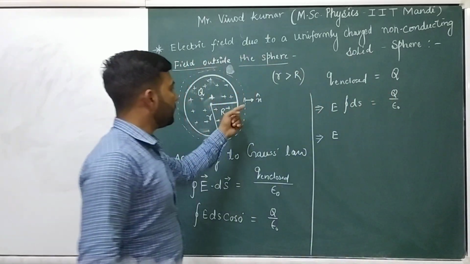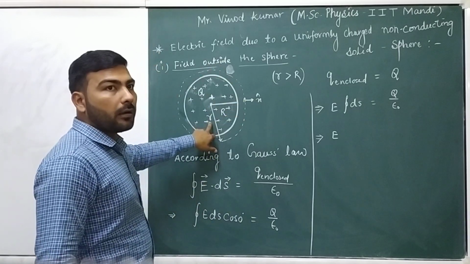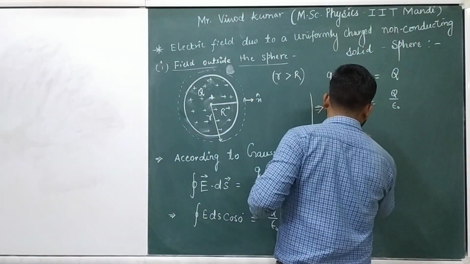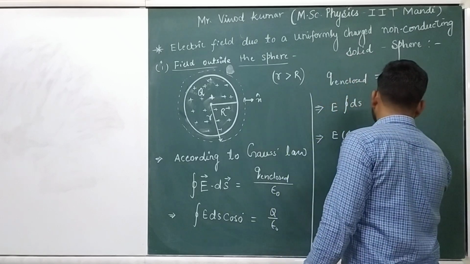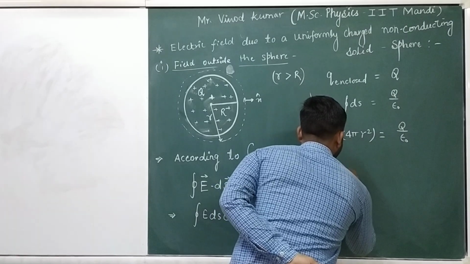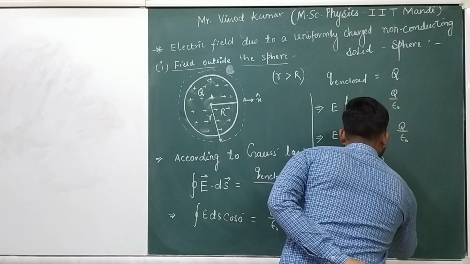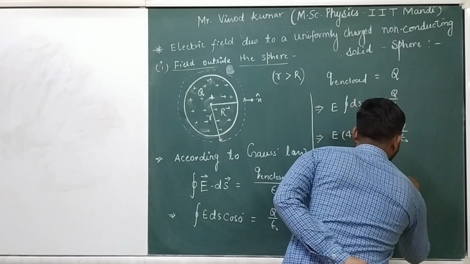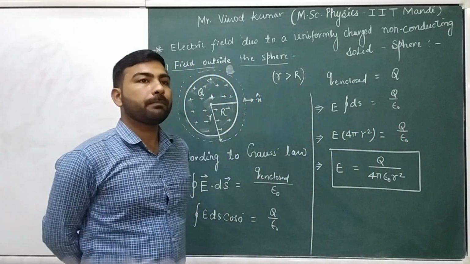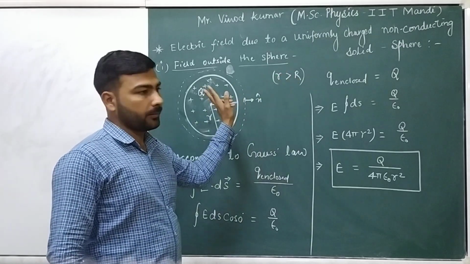Now the surface area of this assumed Gaussian surface, since it is a spherical Gaussian surface of radius r, will be 4 pi r square. So E times 4 pi r square is equivalent to Q by epsilon naught. And that is how we get the electric field outside the sphere. It is Q upon 4 pi epsilon naught r square. This is the electric field outside the solid sphere, which is non-conducting in nature.